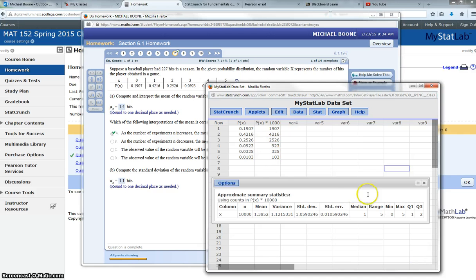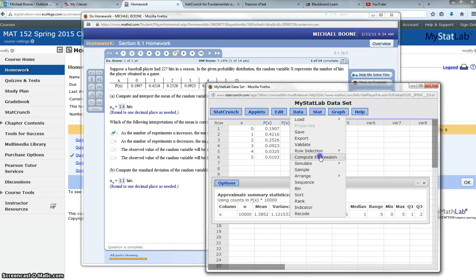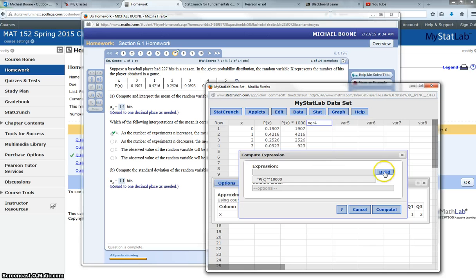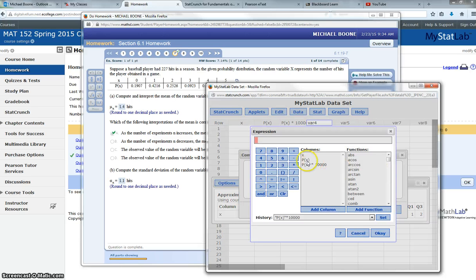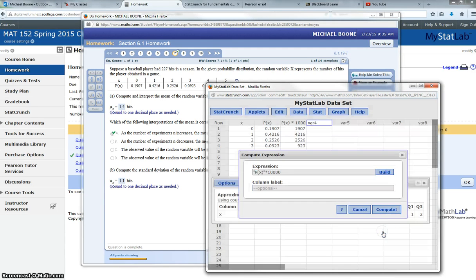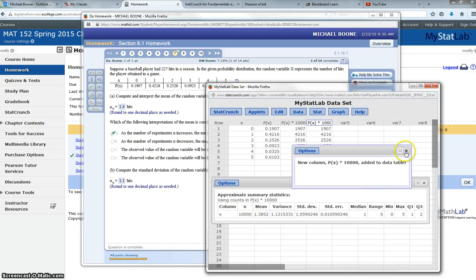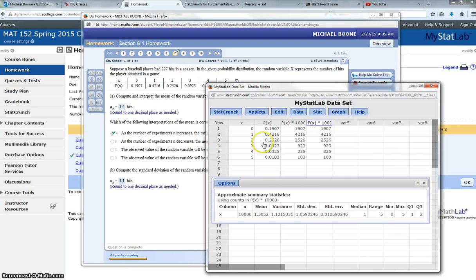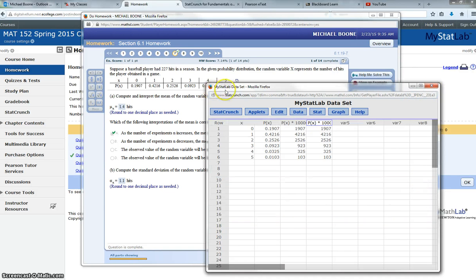We did that. Let's show again how we did that. We did that by going to the top and we went to data and we computed an expression. And the reason why we're building an expression, we took our probabilities that were decimal numbers and we wanted to make them integers. So we just multiplied them by the number that's going to make them all integers. So in 6.1 you need your probabilities to be integers. And it'll compute the values for you fantastically.